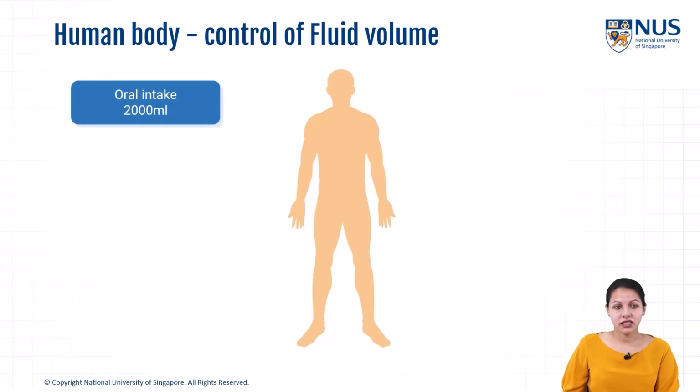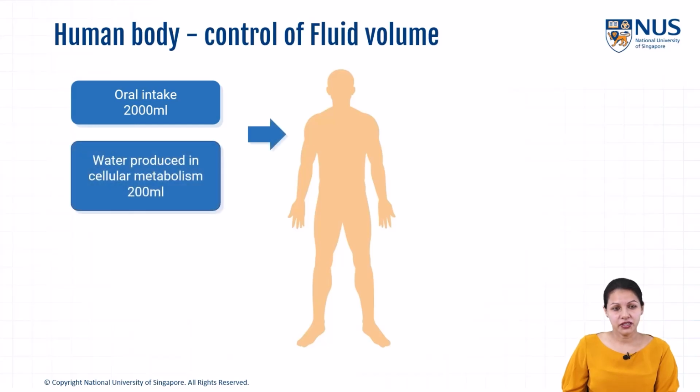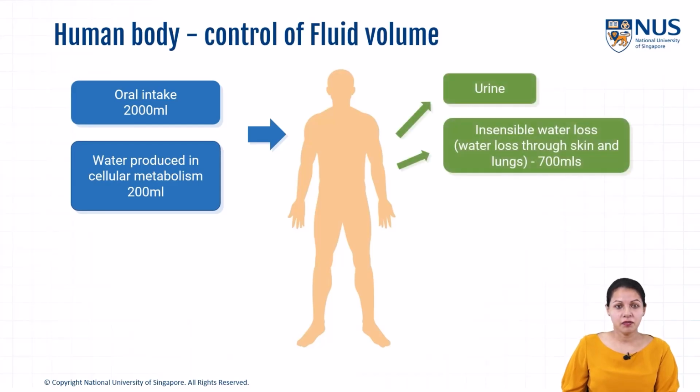The water intake per day is around 2000 milliliters, but this can be highly variable. In addition, water is produced by cellular metabolism, which is around 200 milliliters per day. Most of the water is excreted by urine, and part is lost as insensible water loss. So, insensible water loss is the water loss through skin and lungs, which comes to around 700 milliliters per day.